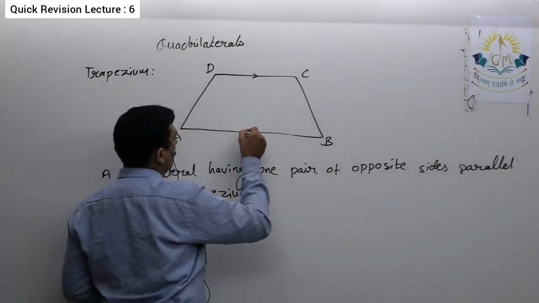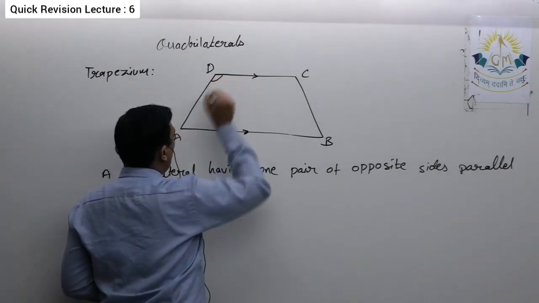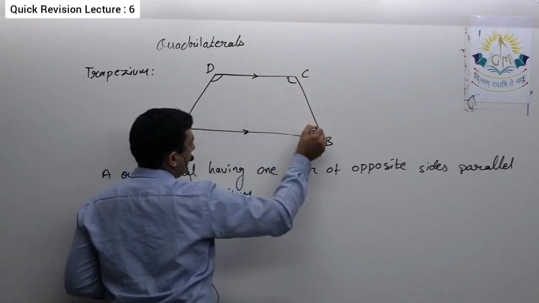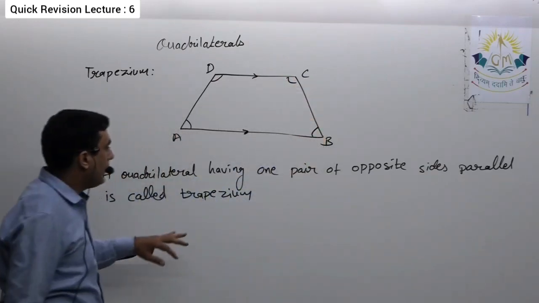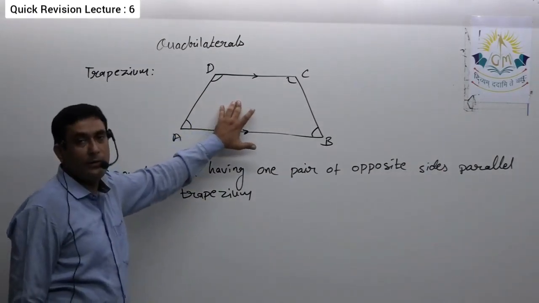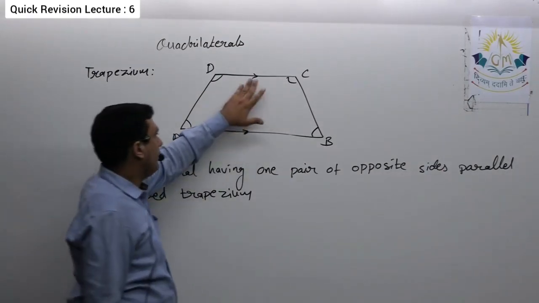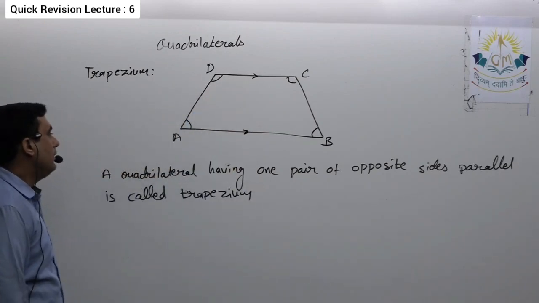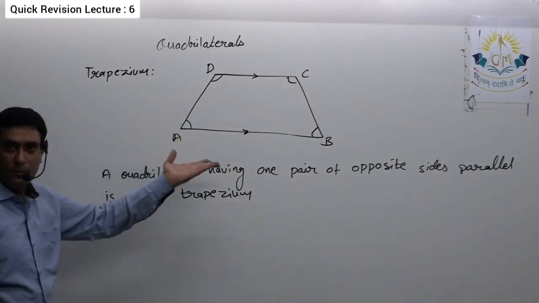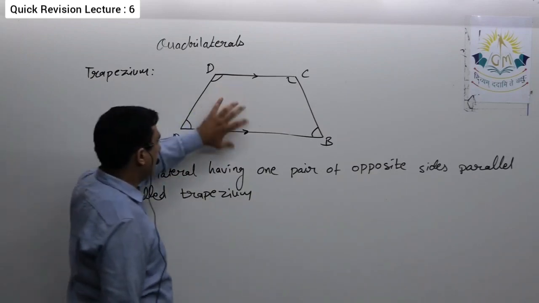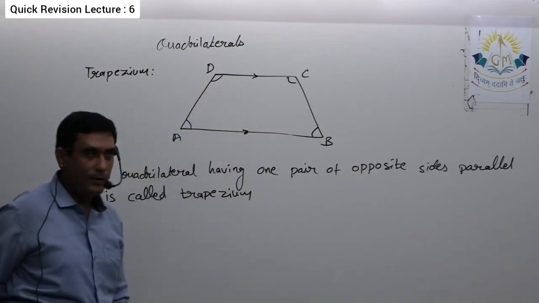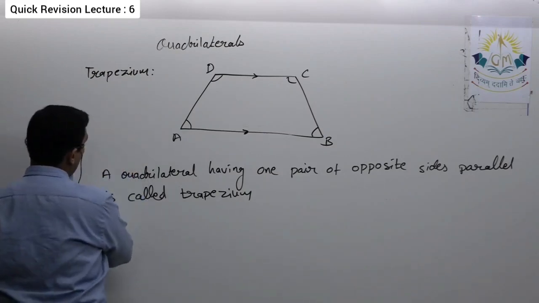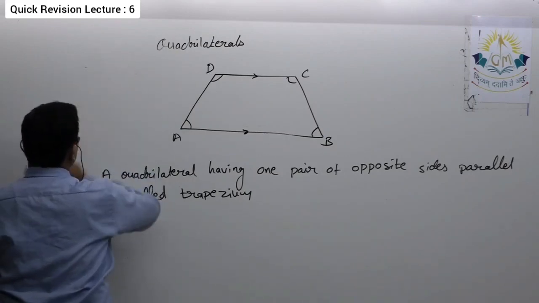Definitely, as these two lines are parallel, the sum of these two will be 180. That means A plus D is 180 and C plus B is 180. But this is not actually connected with the trapezium. It is a property of parallel lines: if two lines are parallel, then co-interior angles are supplementary. So this is also applicable to the trapezium because it has one pair of opposite sides parallel. After this trapezium, next we will see the isosceles trapezium.